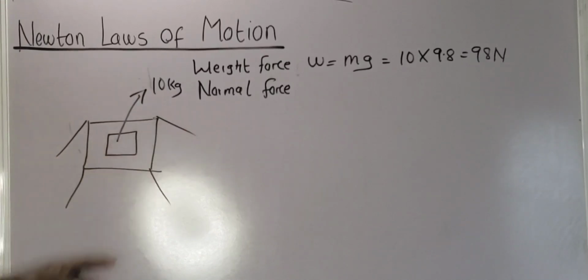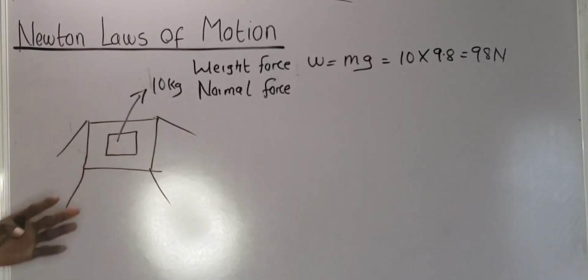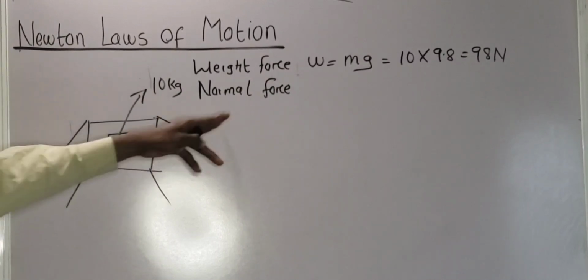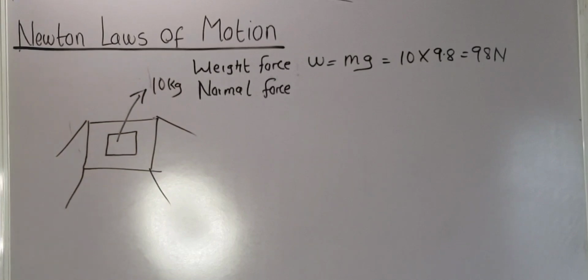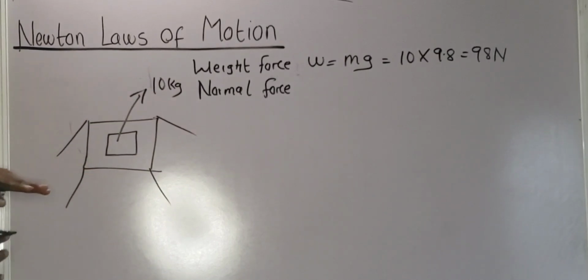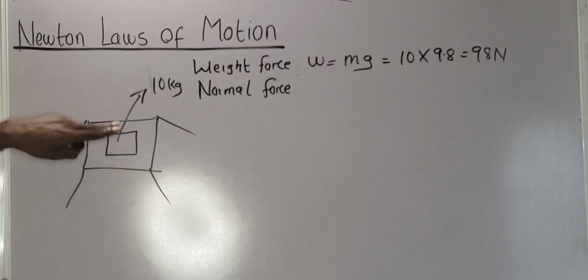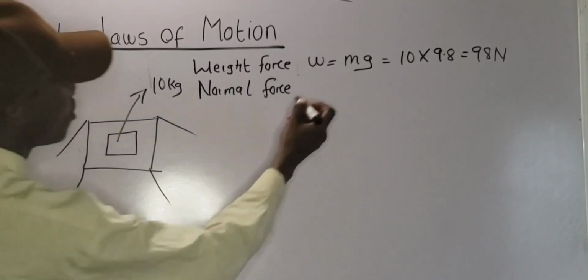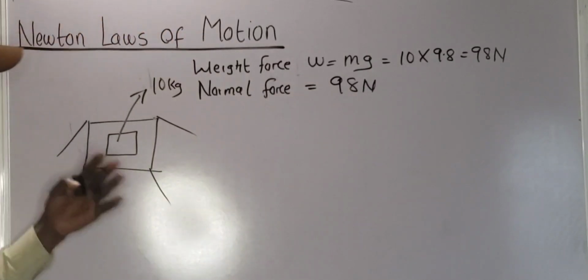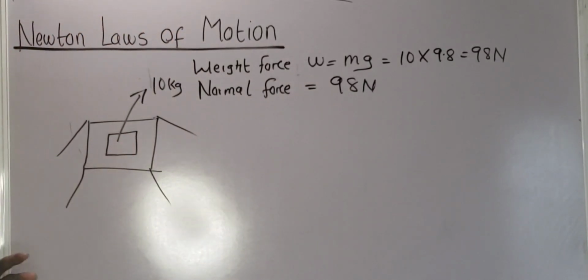98 Newton. Now, you know that I told you this box is stationary. That is, the box is not moving at all. So we can get the normal force. The normal force is the force that is opposite the weight force. That is the force that keeps the box on the table. That is the force that the table exerts on this box. So the normal force is also the what? 98 Newton. So the sum of all the forces acting on this box is what?